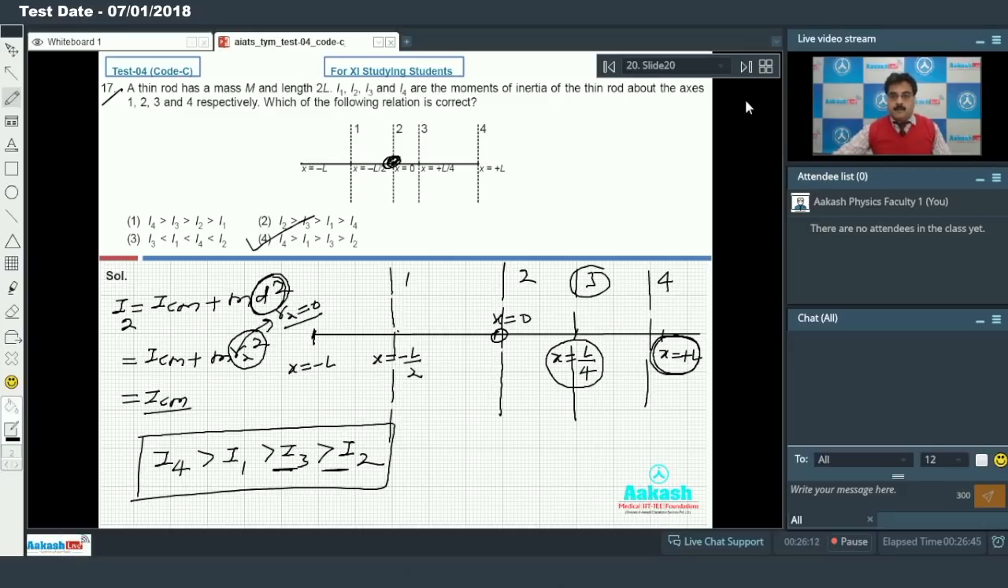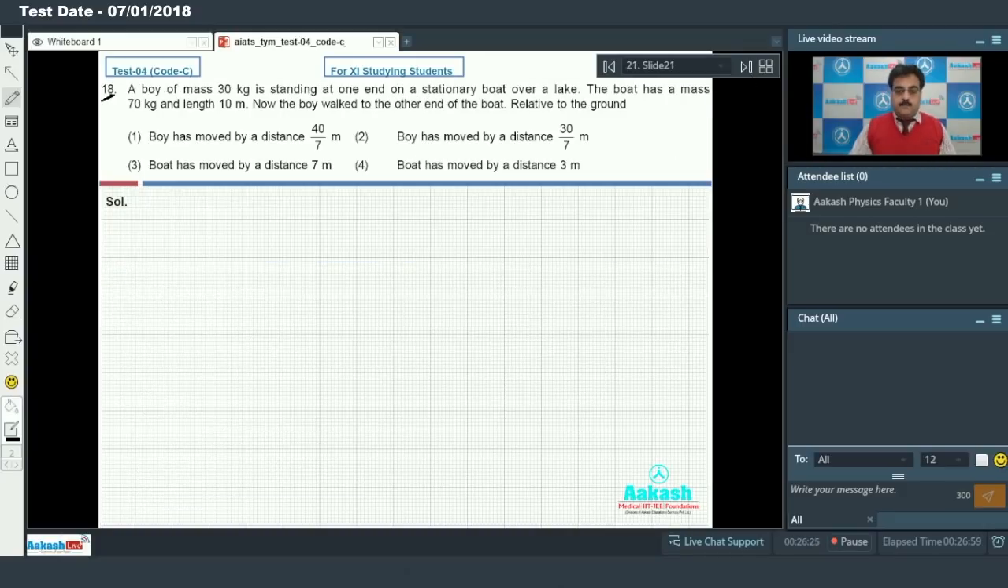Let's move on to question number 18. So I am going to take question number 18. A boy of mass 30 kg is standing at one end on a stationary boat over a lake. The boat has a mass of 70 kg and length 10 meter.